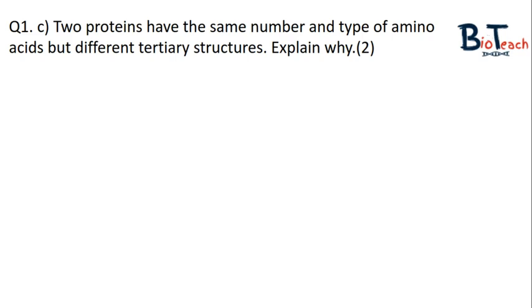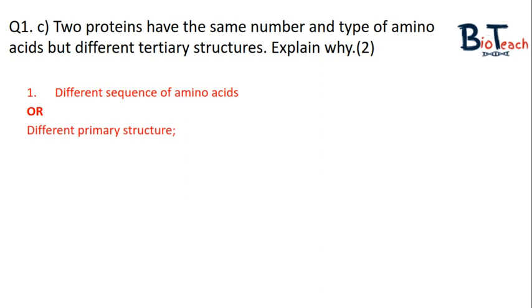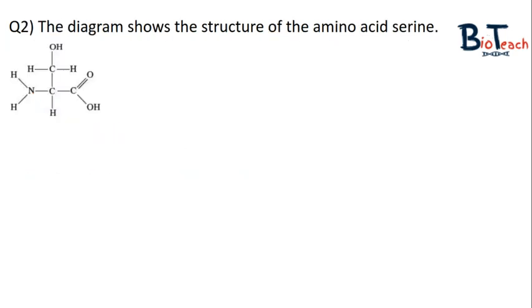So the first marking point would be related to talking about the primary sequence. In that sequence of amino acids would be different. You could even say that the primary structure is different. We also know that if the sequence is different, then the ionic, hydrogen and disulfide bonds that form this particular tertiary structure will form in different places. That then gives you the different tertiary structure. So hopefully that answers that particular question.